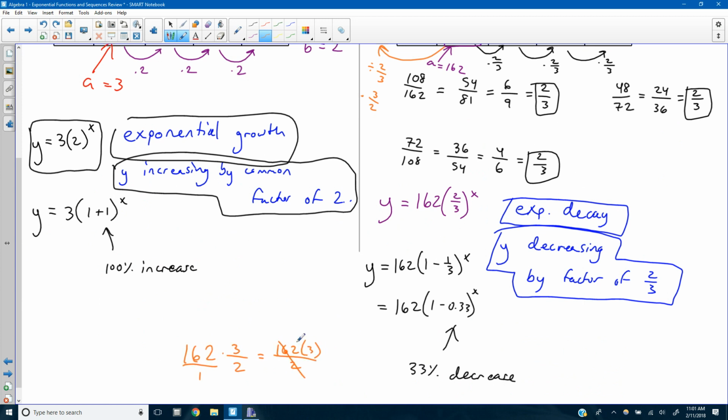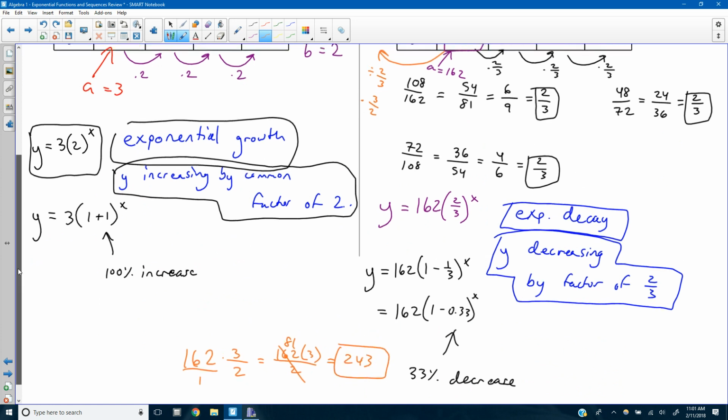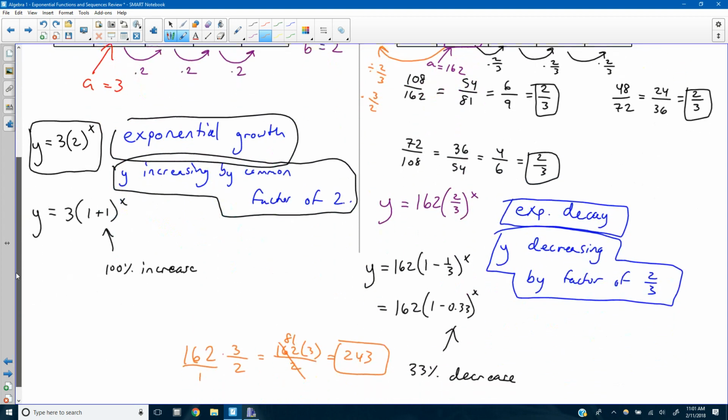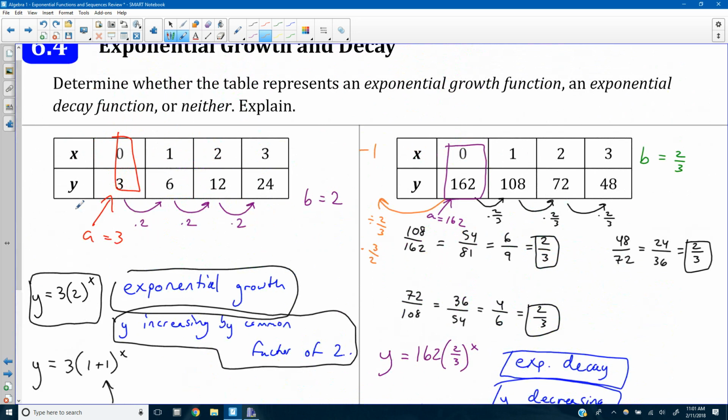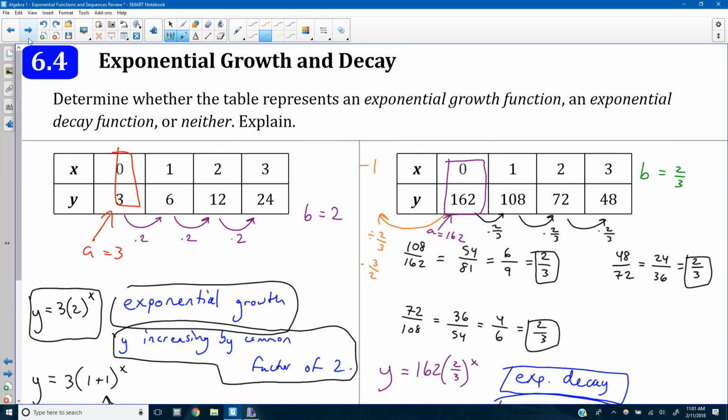162 over 2 reduces to 81. 81 times 3 is 243. So that would be the value of y when x is -1. You can go that way as well, and that might be something worth practicing. Not for this problem, but if you ever wanted to extend a table or work on those, that's how you work with fractions, dividing by them. You multiply by fractions like that.